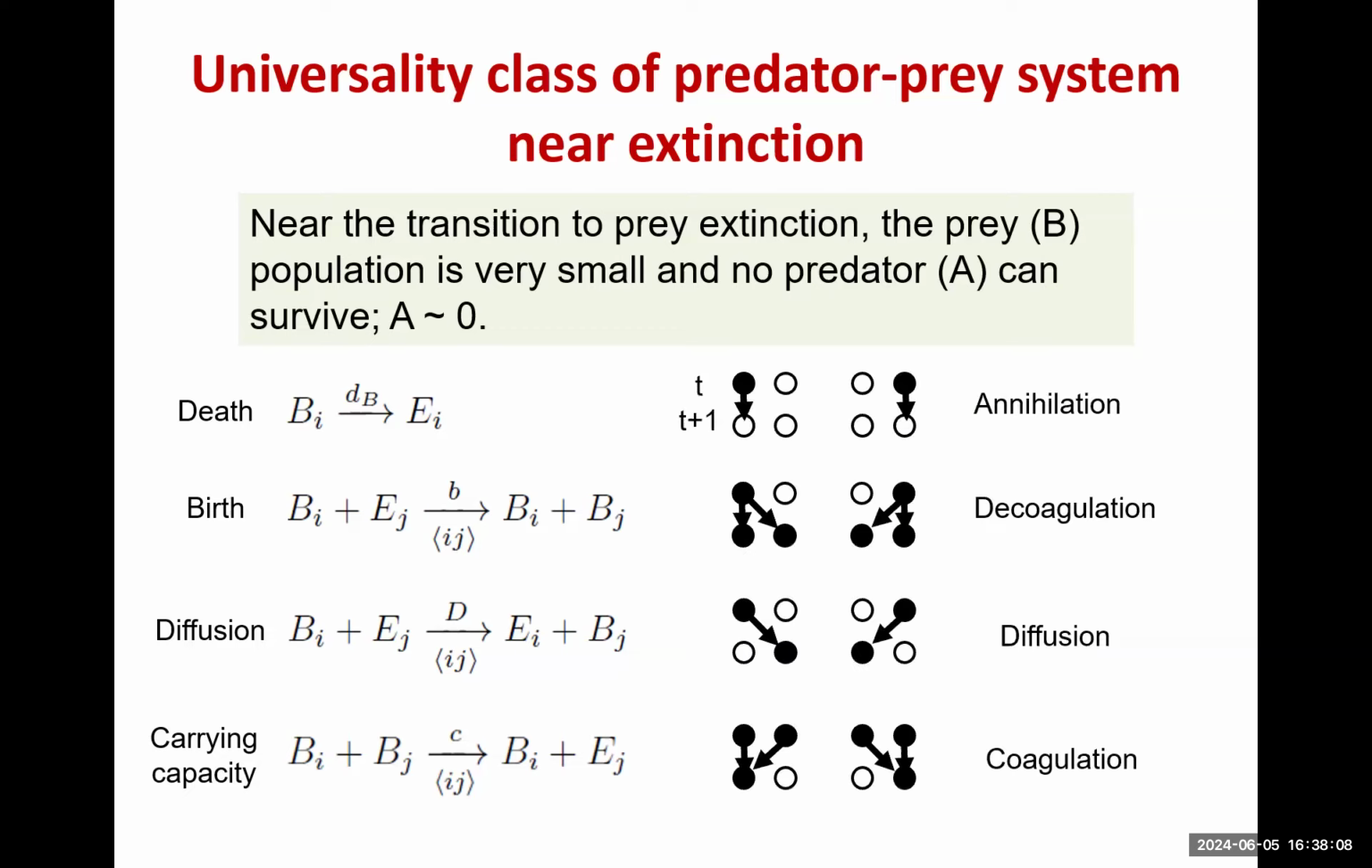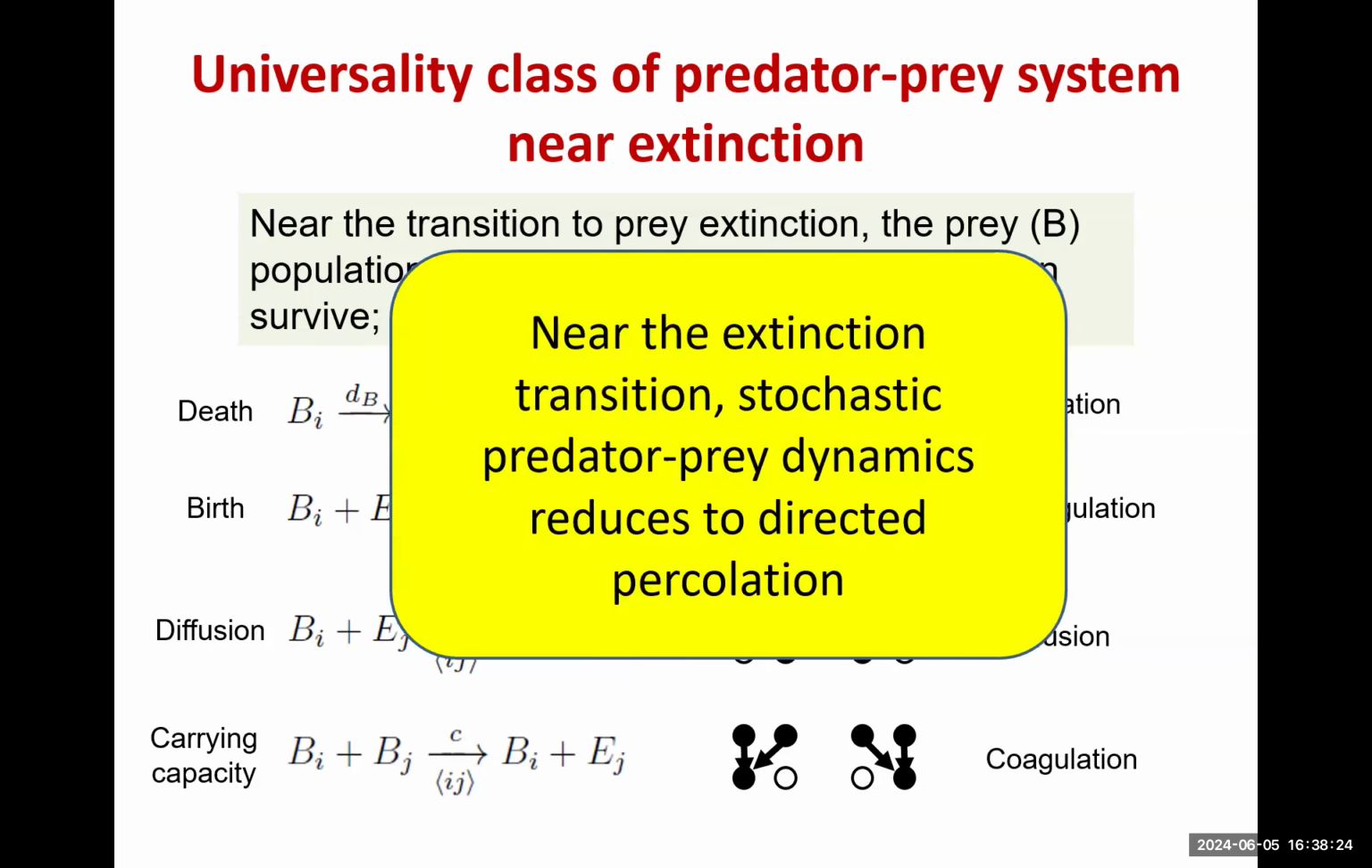If I write these things down diagrammatically, they look like this. Annihilation, death, birth, coagulation, B plus E goes to B plus B, and so on. So what I've just shown you, but graphically, is that near the extinction transition, stochastic predatory dynamics reduces to directed percolation. And you can prove this by path integrals as well. But this is the physics of it. So that's why that was our prediction.